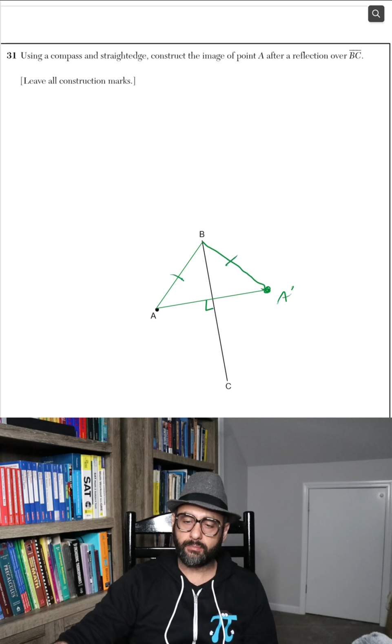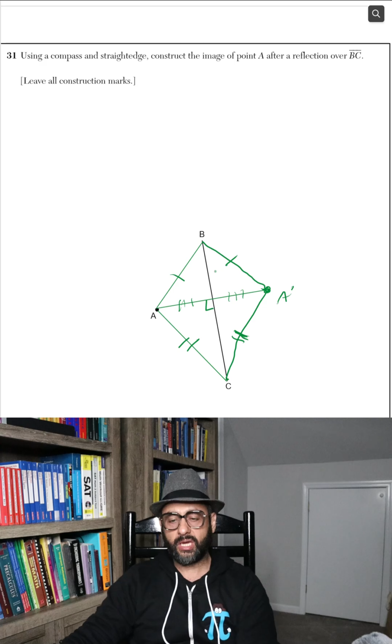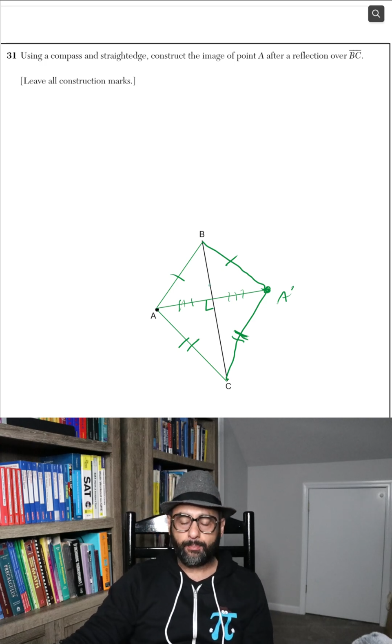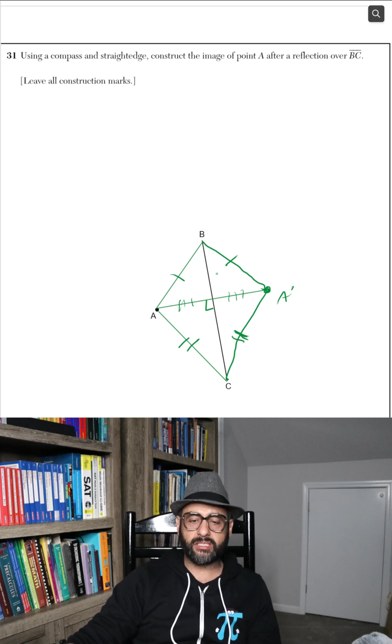Okay, it didn't make that one nice and straight, but A and A prime are also equidistant from C. So these are equidistant as well, and of course, these are equidistant. So what kind of a shape is that? It's a kite.